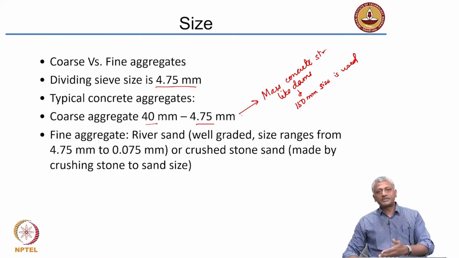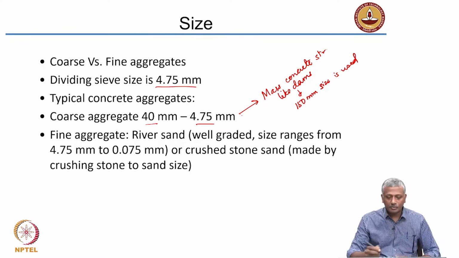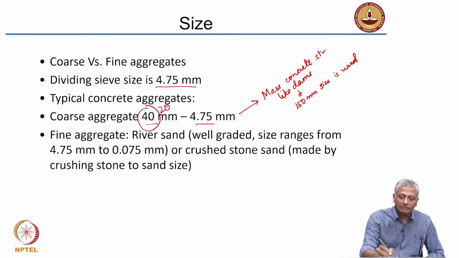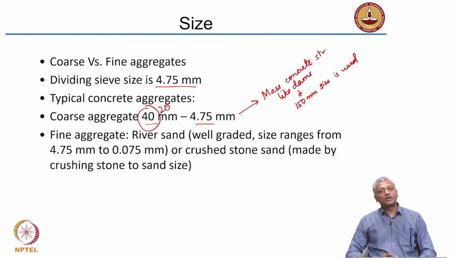But for general purpose construction, dealing with foundations and building superstructure, we will rarely go with more than 40 millimeters. In fact, for the most part, we will even be going with only 20 millimeters. We will not go much more than 20 or 25 millimeters at the most. But you can use in some instances 40 millimeters also.